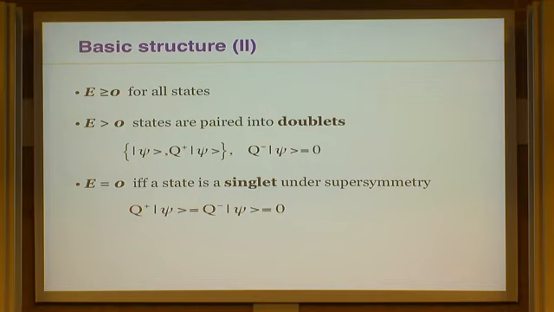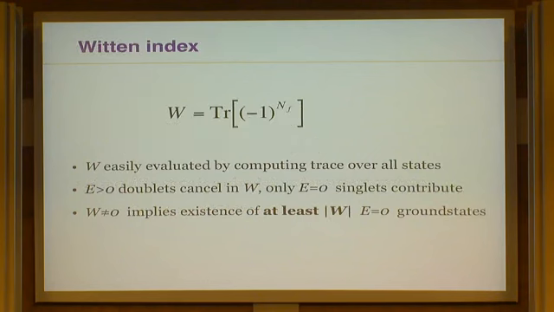The only exception is that you cannot make partners if you're at zero energy, because then you're killed by both supercharges, and you're all alone. You're a singlet on the supersymmetry, and it's either one or the other. Either you're at zero energy, you're a singlet, or you're a doublet, and that's it. So all these spectra of these models have this common structure.